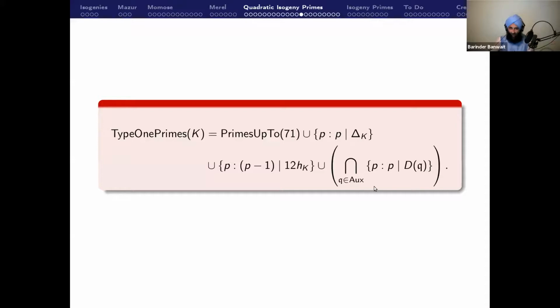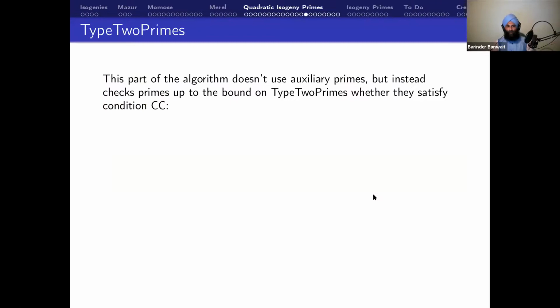And this part here is coming from that sieving I was talking about. The more auxiliary primes you take, the more intersections you're taking here, and the smaller this type 1 prime set will be in the end. This auxiliary prime idea is also used in the pre-type 1 2' part, which I don't have time to get into. The type 2 primes do not use this auxiliary prime idea.